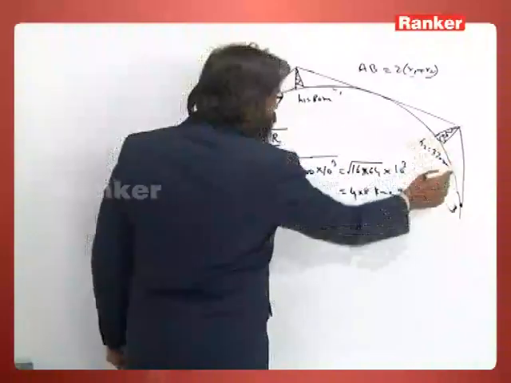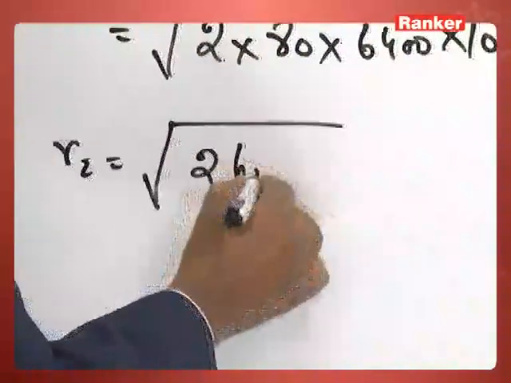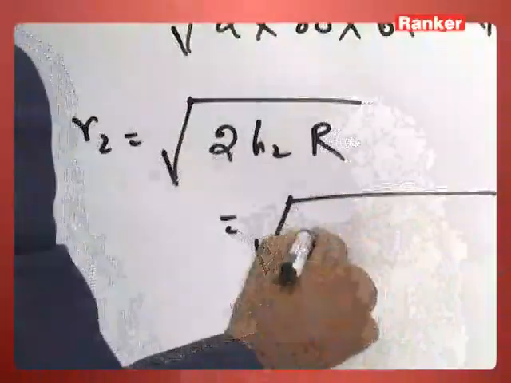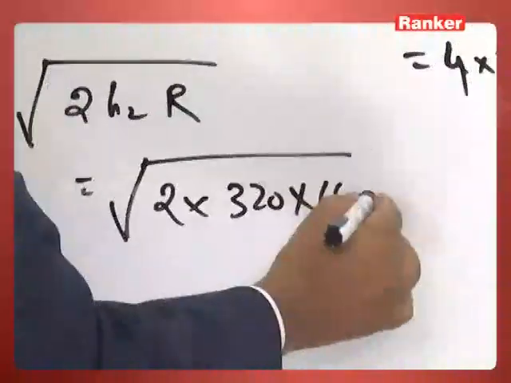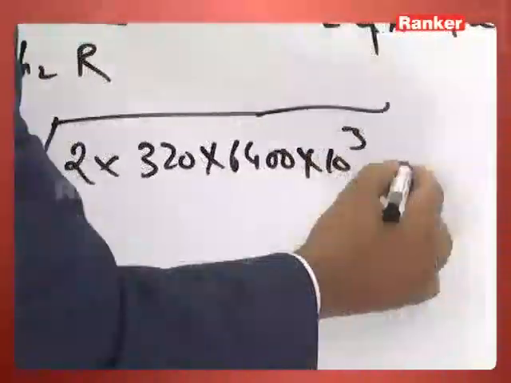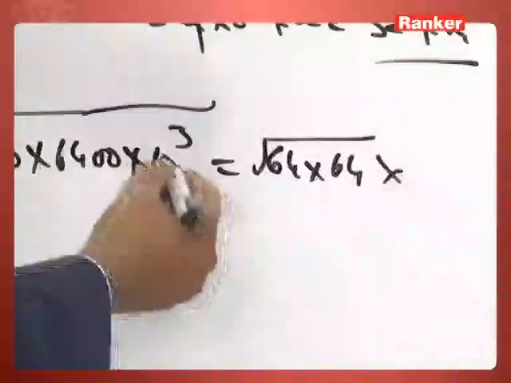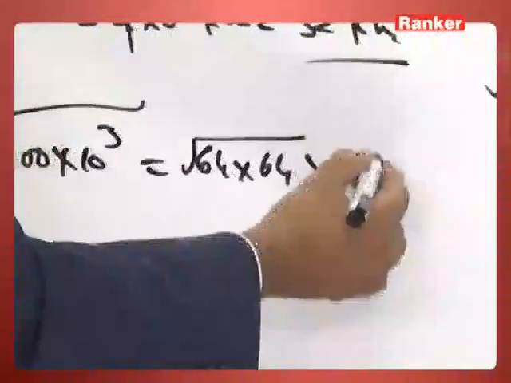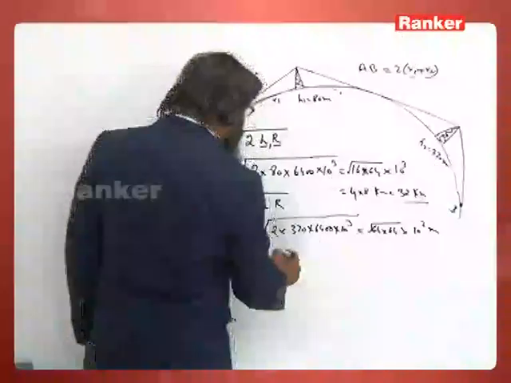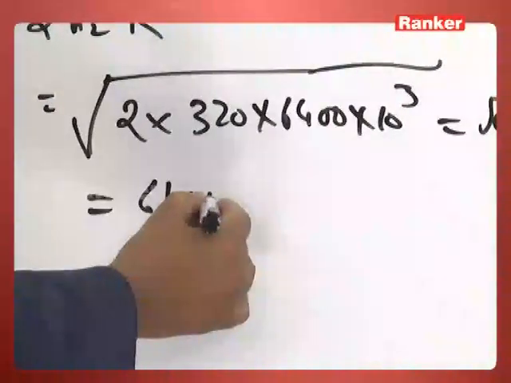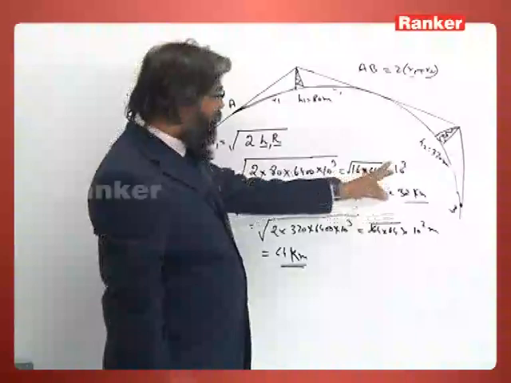Similarly, we can find the range of tower H2 as under root 2 H2 R. So root over 2 times this height H2, which is 320 meters, 320 into 6400 into 10 to the power 3. That is again 64 into 64, root, into 10 to the power 3 meters. That comes out to be 64 root, meaning 8 into 8, again 64 kilometers. So its range is 32 kilometers for the first tower, and 64 for the second.